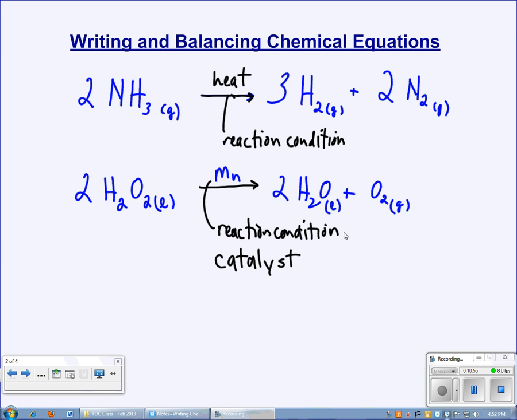Finally, in the anatomy of a chemical reaction, writing a chemical reaction, anything written above the yield arrow is a condition for that reaction. It's what must be present, otherwise the reaction will not occur as written. And finally, if your reaction condition is an element like manganese or perhaps a compound, that reaction condition is also called a catalyst.